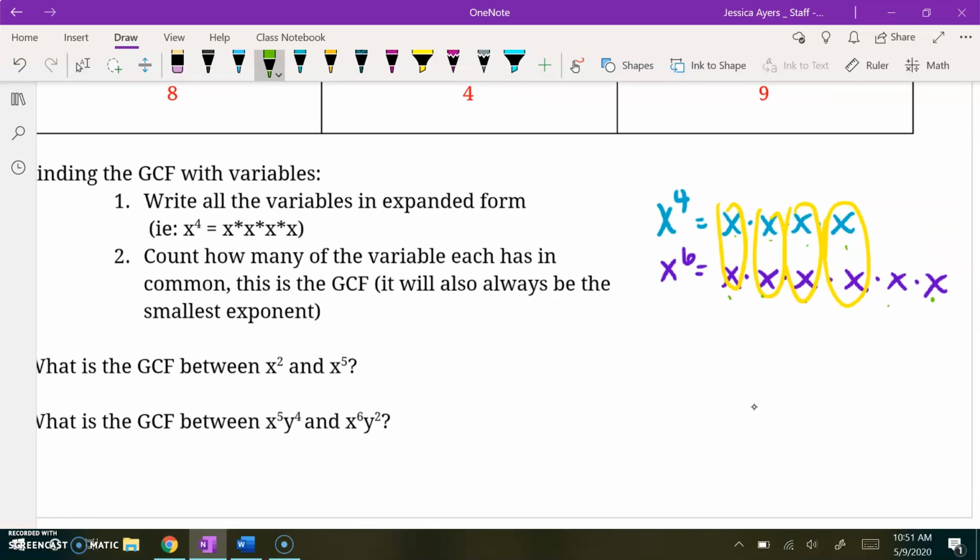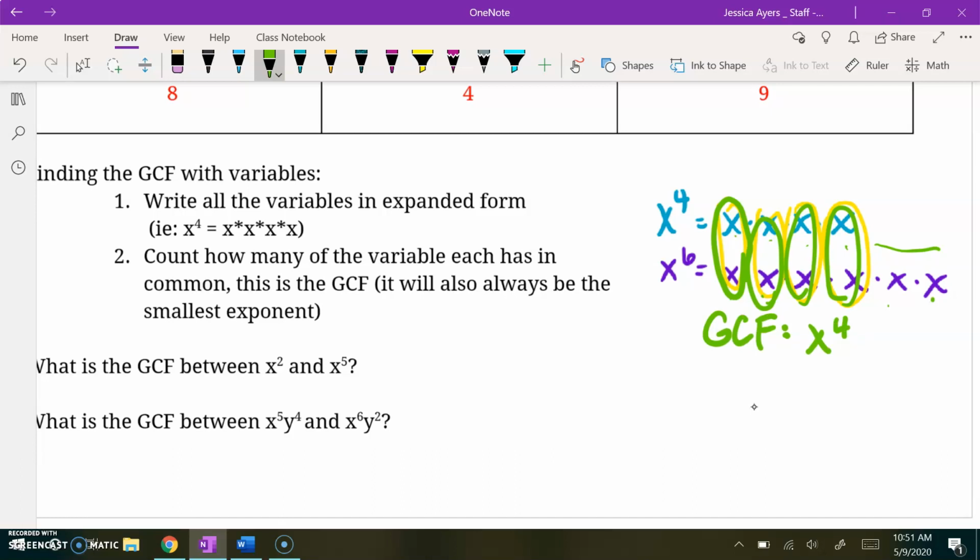Then you want to see how many they have in common. So we see there's this pair, this pair, this pair, and this pair. So there's 4 pairs in common. I have no more x's in x to the 4th, so I can't keep circling things. So that means the GCF of x to the 4th and x to the 6th is just x to the 4th.